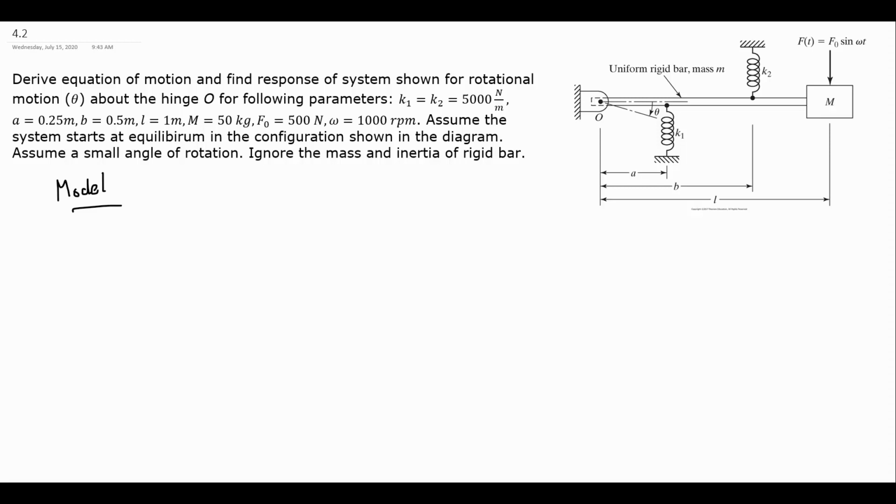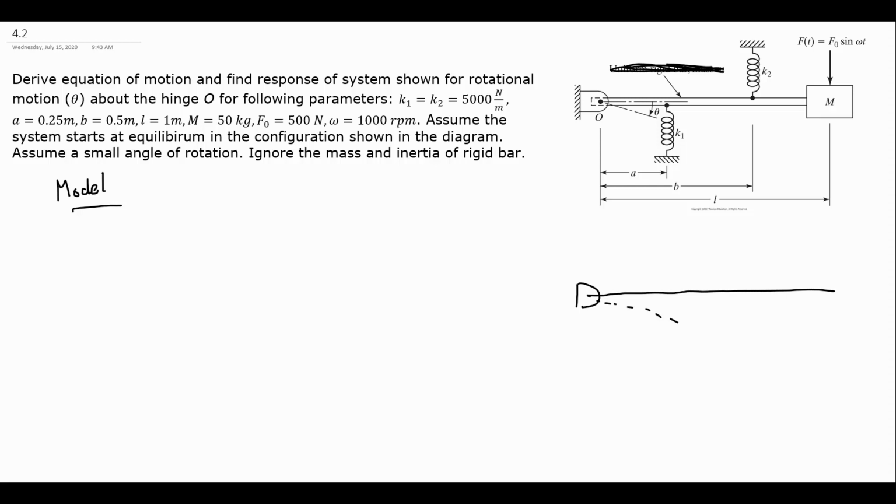We are going to be ignoring the mass and inertia of the rigid bar, so we can ignore this part in this problem. We'll get to dealing with masses later. So we have a forcing function acting on that heavy mass at the end that we're going to need to account for. But first, I'm going to draw the system in its equilibrium position and then in a perturbed position.